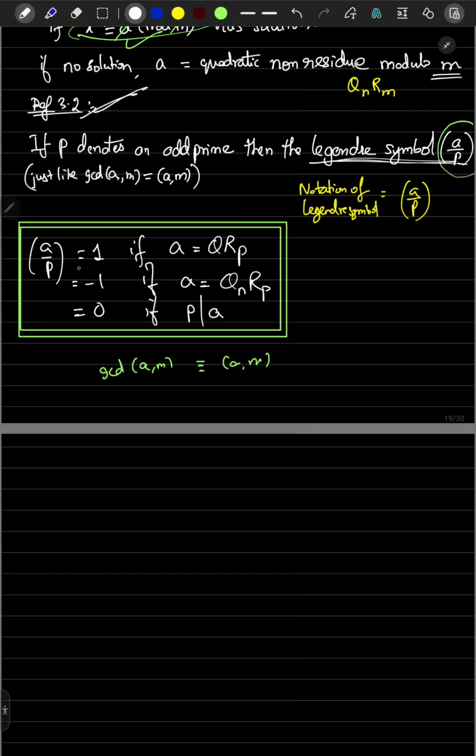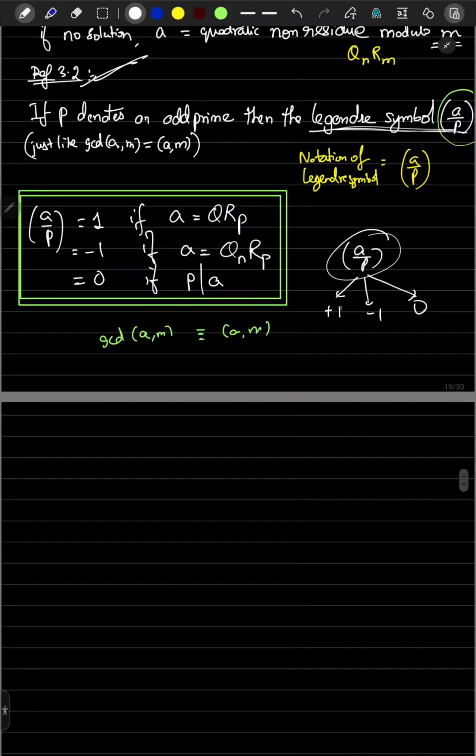Next, this a by p, the Legendre symbol, can take values either plus 1 or minus 1 or 0. Plus 1 when a is a quadratic residue modulo p. What do you mean by quadratic residue? It means this equation should have a solution. And minus 1 when a is a QNRP, non-quadratic residue modulo p, that is, when this equation has no solution.